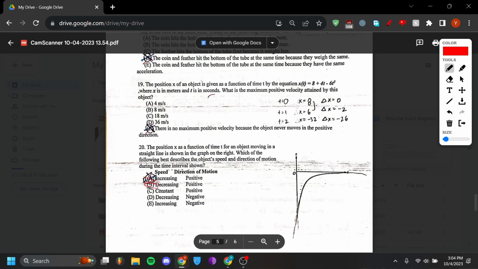Yeah, so it's B. Speed is decreasing, and it's moving into the direction that is positive. So it's B. 20 is B.